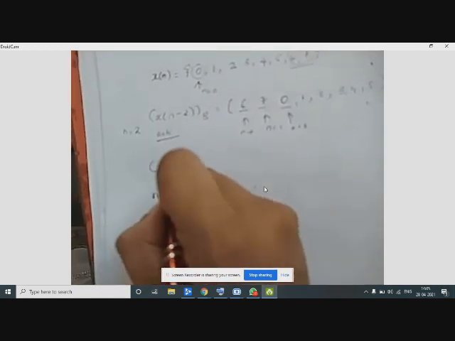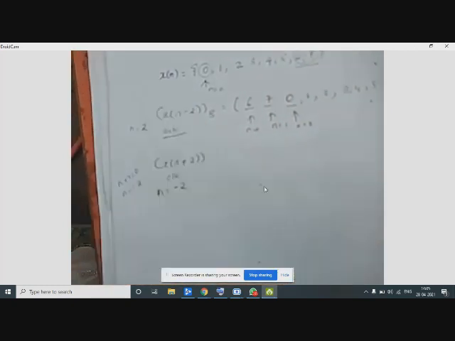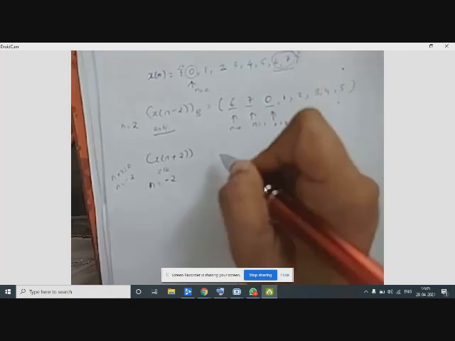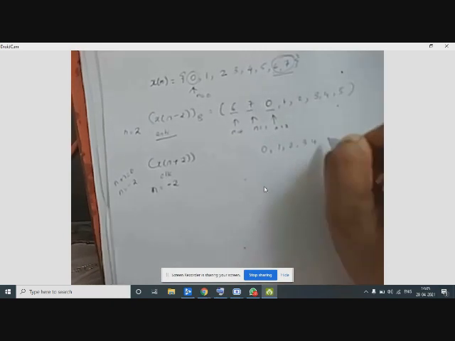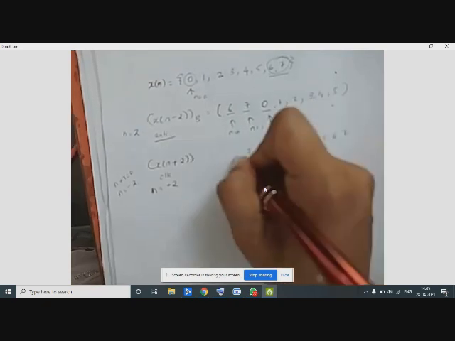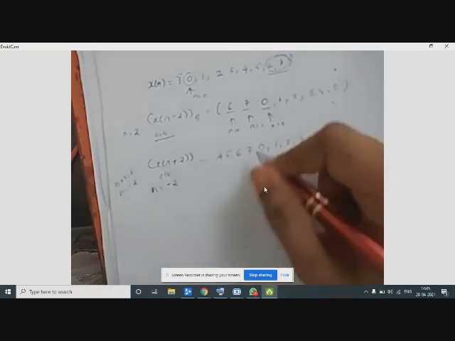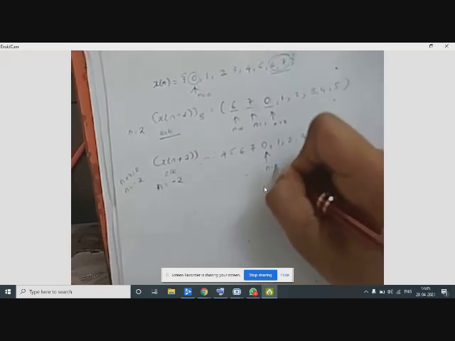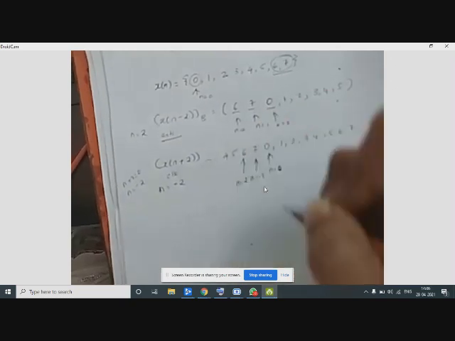Okay, x at n is equal to minus 2. That means n plus 2 equal to 0. If you equate, n is equal to minus 2, right? So what happens? N equal to minus 2 means, if you write it as a periodic sequence, it is 0, 1, 2, 3, 4, 5, 6, 7. All these values are there. Again, this value sequence is repeating: 6, 7, 5, 4, and so on. So this is n equal to 0. This is n equal to minus 1. This is n equal to minus 2.